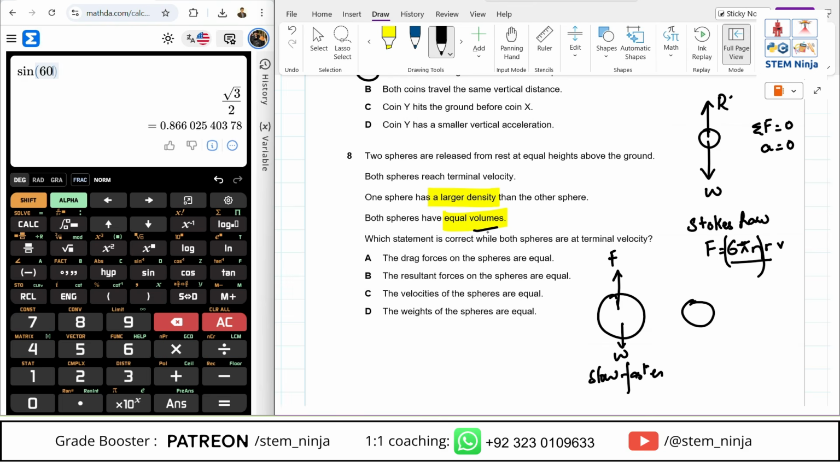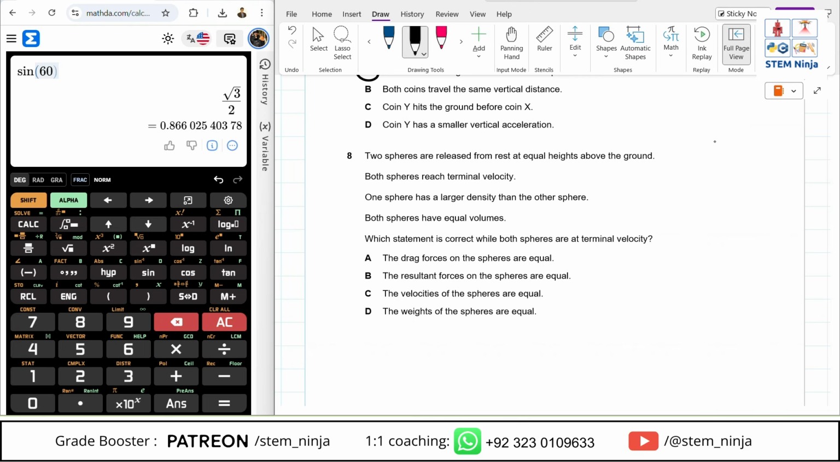They have equal volumes, larger density. So obviously that means that masses are different. Resultant forces on the spheres are equal. This is the only thing that is true for both of them. Resultant force is 0 for both of them because they're both falling at terminal velocity.